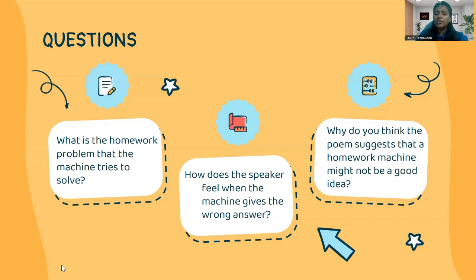And then we have: why do you think the poem suggests that a homework machine might not be a good idea? The answer is that the poem suggests a homework machine might not be a good idea because it can make mistakes. 9 plus 4 is 13, but this machine gave the wrong answer, 3. Relying on it means you might not learn how to do your homework correctly yourself. You have to do your homework by yourself and should not use any machine. That's the lesson this poem provides.